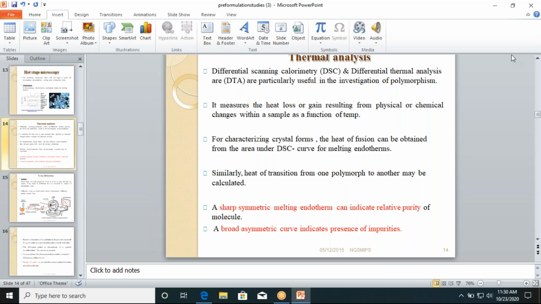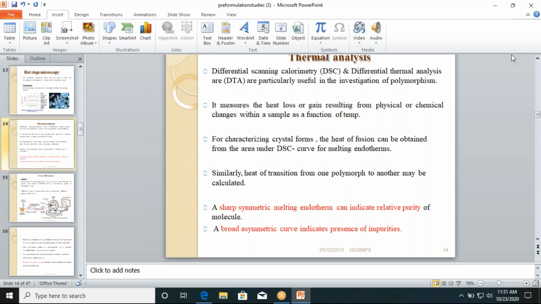So when a compound or a crystal is undergoing some physical or chemical change, obviously there will be loss of heat or there may be gain of heat also. This you will determine, and this will give you the polymorphism characteristics. Whenever you are characterizing the crystal form, the heat of fusion can be obtained from the area under the DSC curve. You'll be studying this in the higher classes: with differential scanning calorimetry you will get a curve, and this curve will give you the heat of fusion for a particular crystal habit. But at this point it will be more for you.